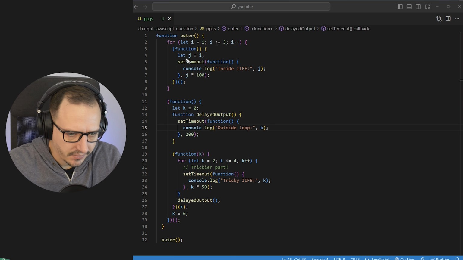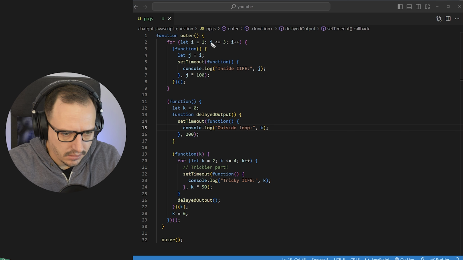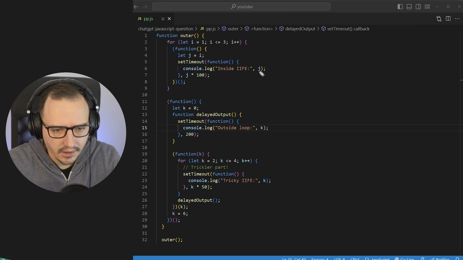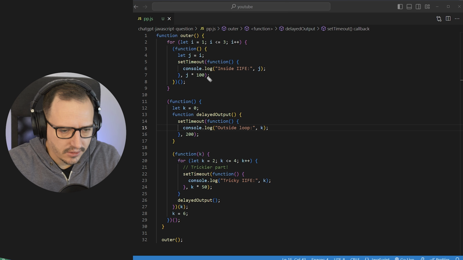Oh my god, this is so terrible. Okay, so now let j equals i, and i goes from 1 to 3. So this loop is going to be executed 3 times. Then we set a timeout. That's already okay. And we say inside IIFE j, and the timeout is j times 100. So this is going to be executed in 100, 200 and 300 milliseconds.